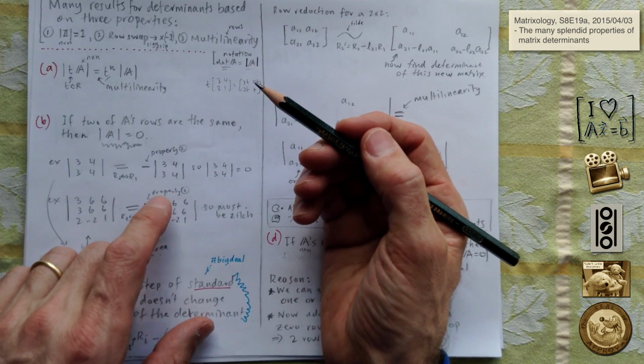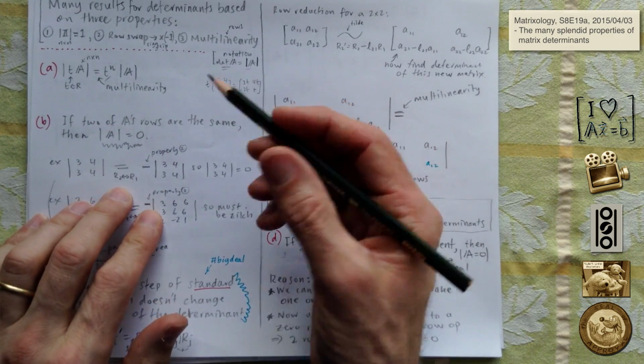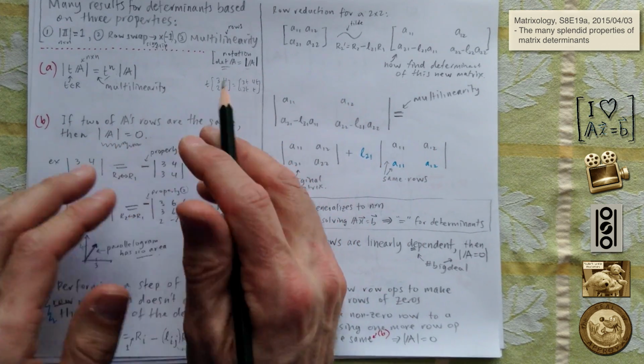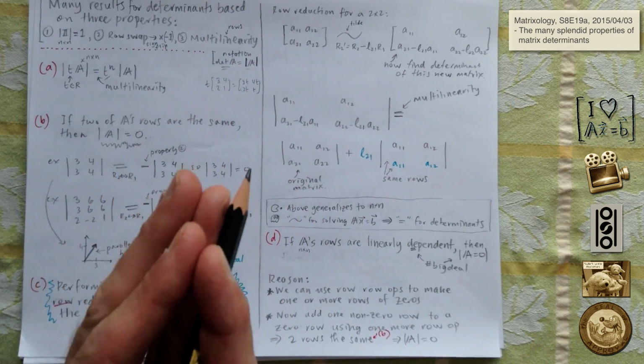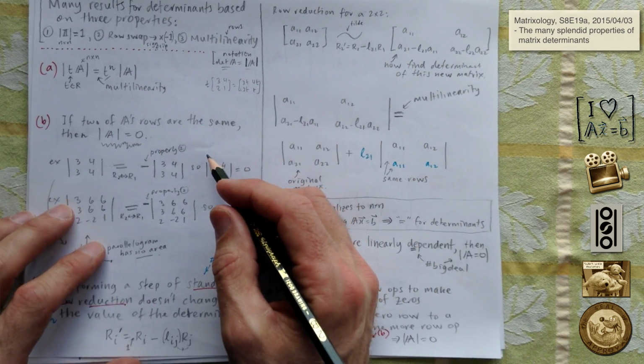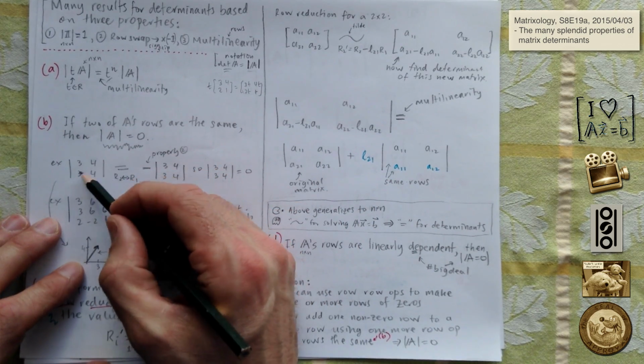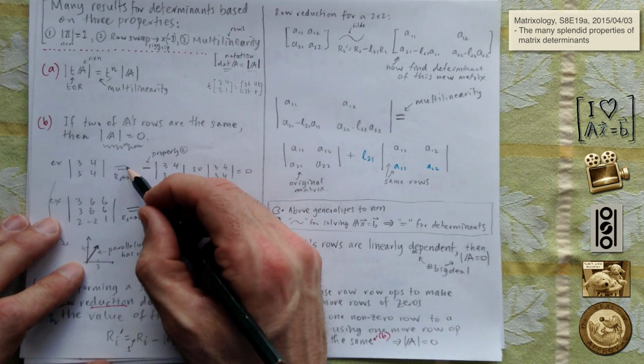So let's think about it. Two rows are the same. That means two of the vectors making up its parallelepiped are the same. That should be the plan there, the kind of giveaway there, right? So let's have an example: 3, 4, 3, 4. These rows are exactly the same.